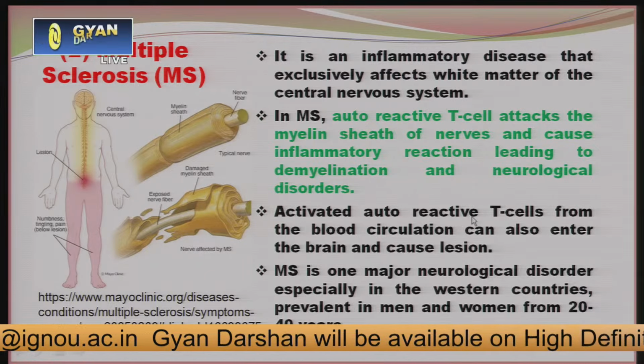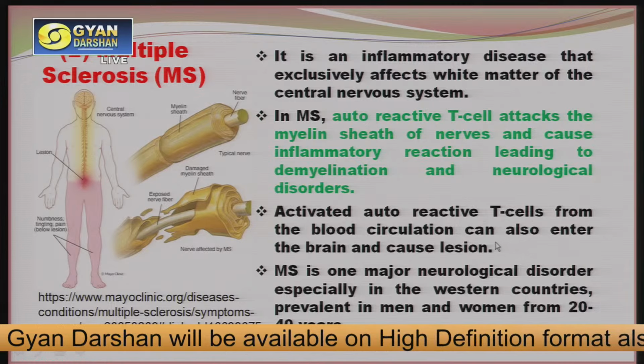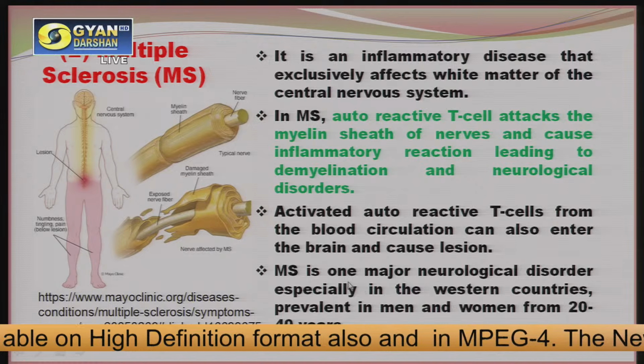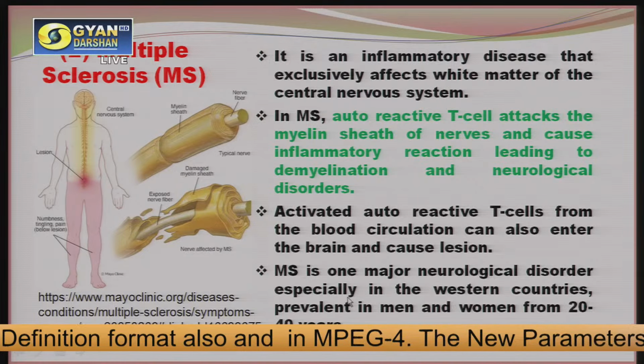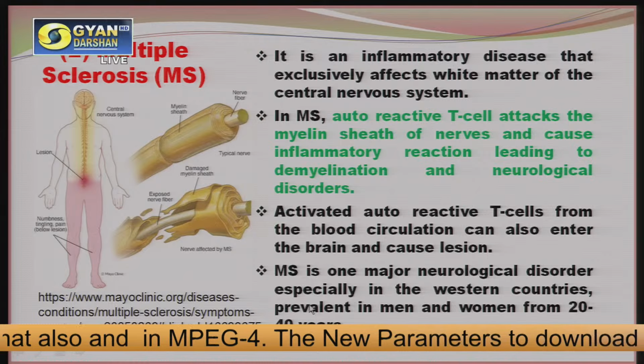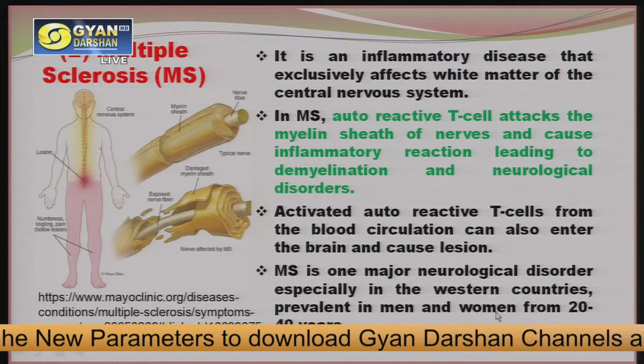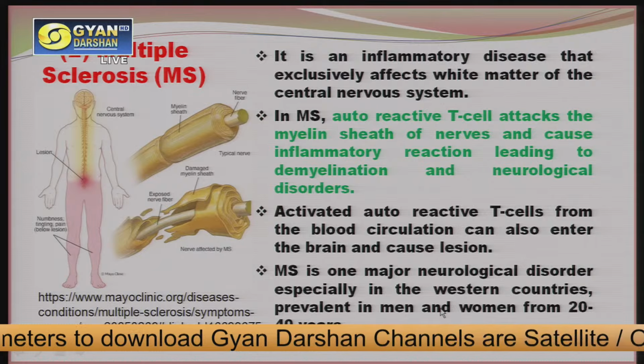The activated autoreactive T cells from the blood circulation can also enter the brain and cause lesions. Multiple sclerosis is one of the major neurological disorders, especially in western countries, prevalent in men and women from 20 to 40 years of age.